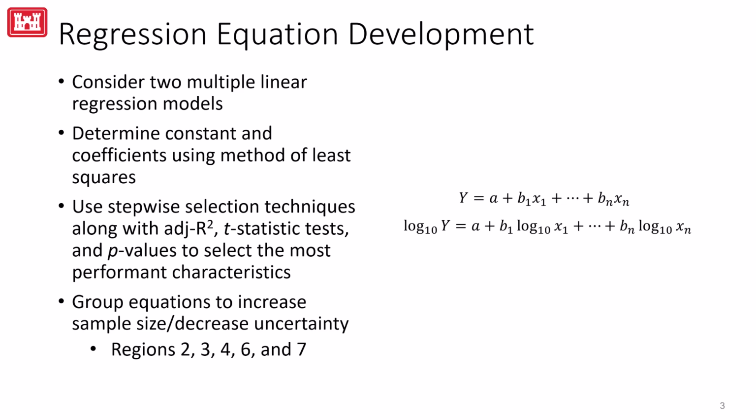Two multiple linear regression models were considered within this study, as shown on the right. In both forms, y is the dependent variable, like time of concentration or watershed storage coefficient. A is a regression constant. x1, x2 are independent variables, and they're watershed characteristics. And b1 and b2, so on and so forth, are unknown coefficients. The regression constant and unknown coefficients were determined utilizing the method of least squares.